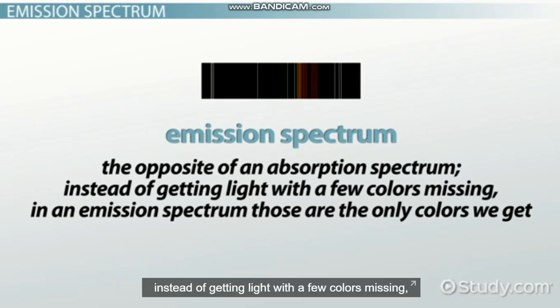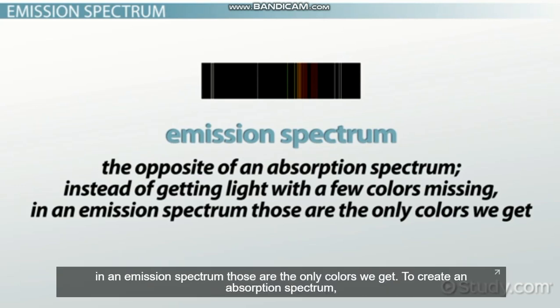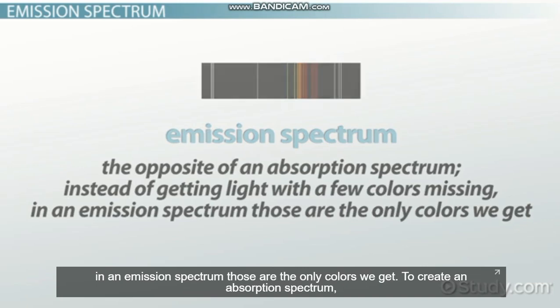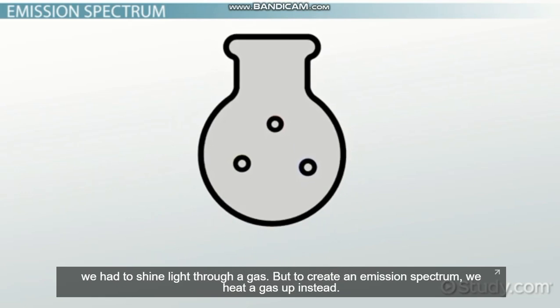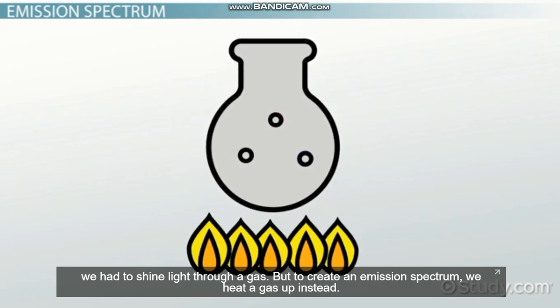An emission spectrum is the opposite of an absorption spectrum. Instead of getting light with a few colors missing, in an emission spectrum, those are the only colors we get. To create an absorption spectrum, we had to shine light through a gas, but to create an emission spectrum, we heat up a gas instead.